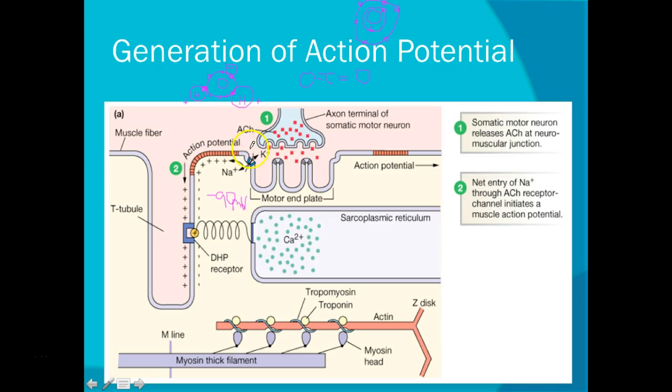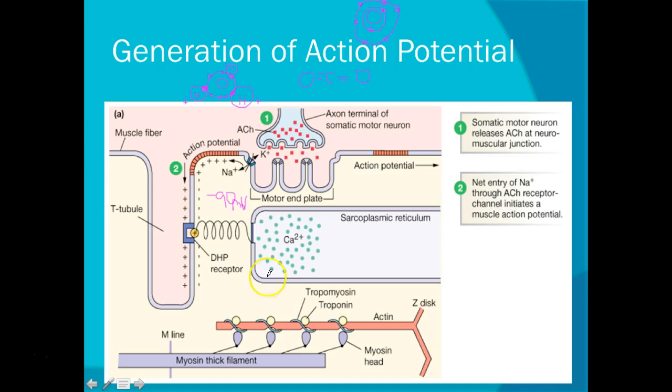So when we start to take in more sodium inside of the cell, that causes the inside of the cell to be more positive. We're going to start moving closer to a positive state inside the cell. So when we do that, that will propagate the action potential through the plasma membrane. Okay.